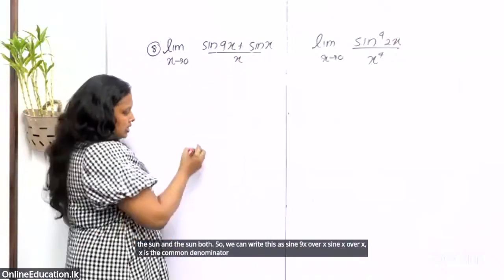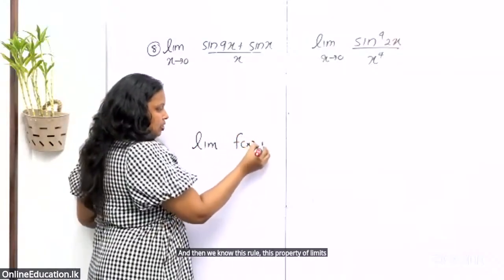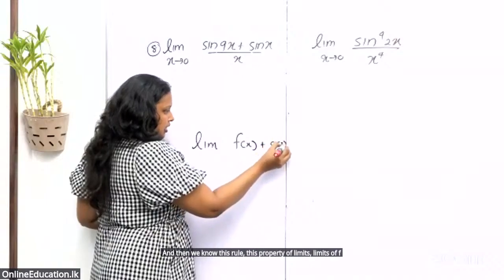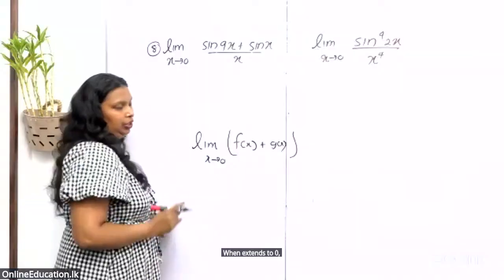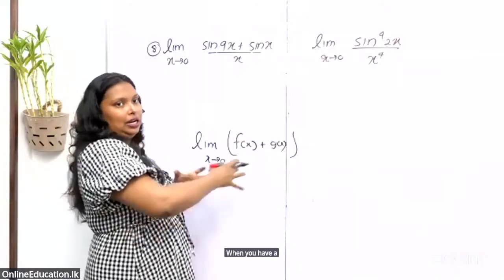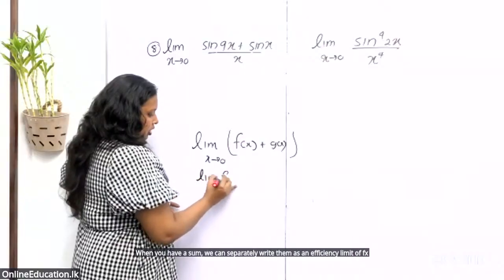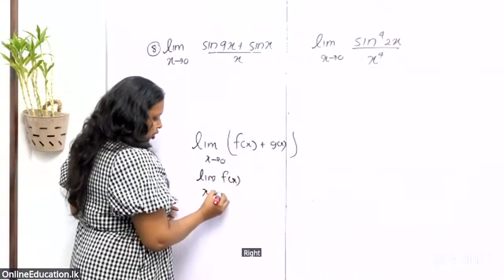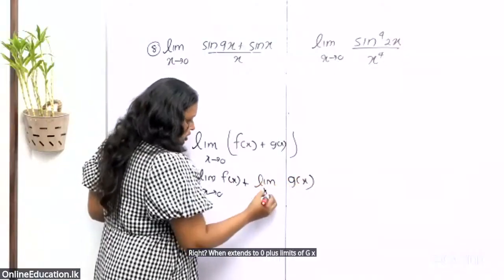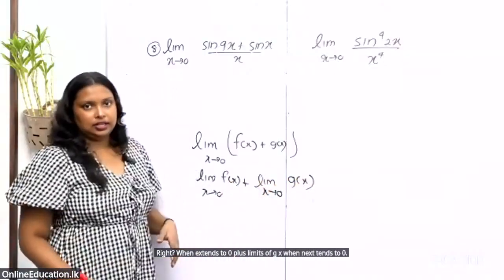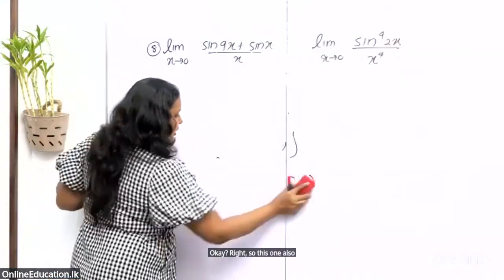And then we know this property of limits. The limit of f(x) plus g(x) when x tends to 0: when you have a sum, we can separately write them as an addition, say the limit of f(x) when x tends to 0 plus the limit of g(x) when x tends to 0. We can write like this. Okay, right? So this one also we can separate.